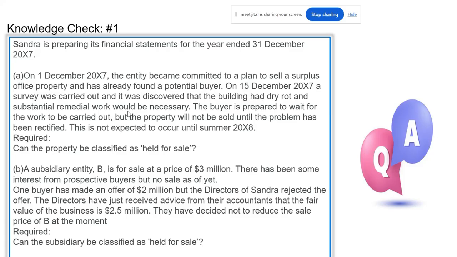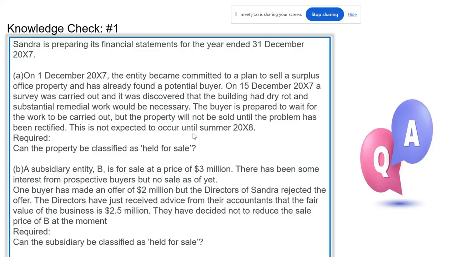Thank you. So yes, you are very correct, because as at that date it's not available; it's going to be available later. So we can't classify it as held for sale because there is the need to carry out remedial work on that particular asset. That is the reason why we cannot classify it as held for sale. Does that make sense?